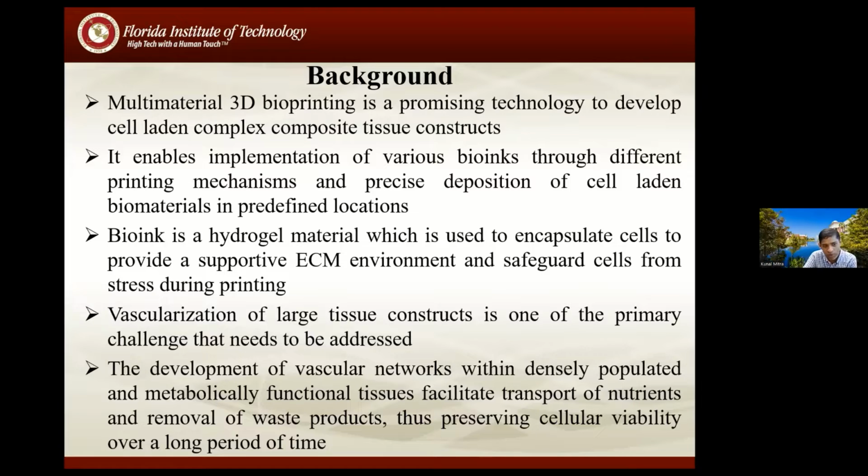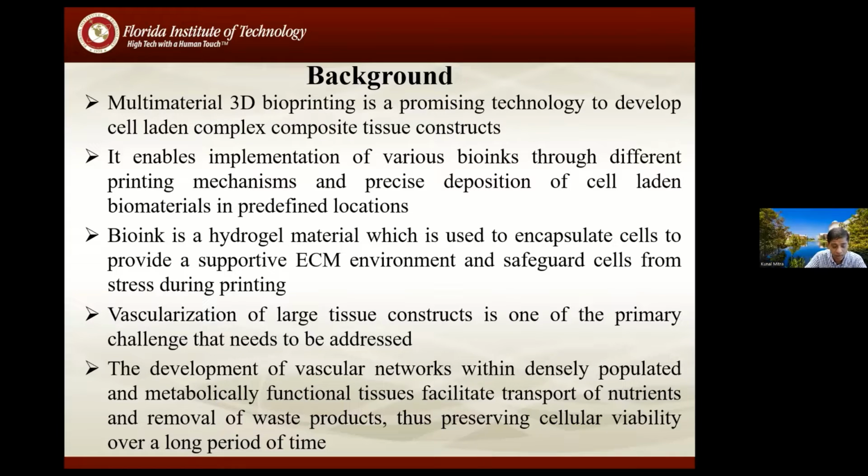The word bioink, if you are not familiar, is a hydrogel material which is used to encapsulate the cells so that you can provide a supportive structure like the extracellular matrix. An important characteristic is that it also protects the cells from stress during printing. Because when you do bioprint, a common question is, are the cells going to be stressed? Of course, but as long as you can control all the printing parameters and the type of biomaterials, which is the supportive environment, the cells stay well alive. People have actually kept them for 6 months.